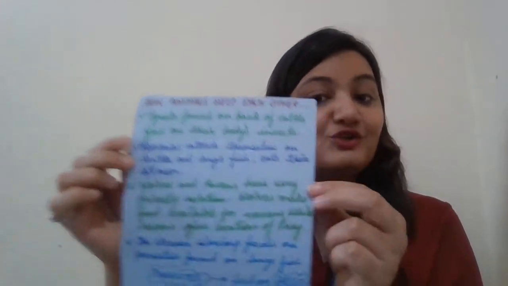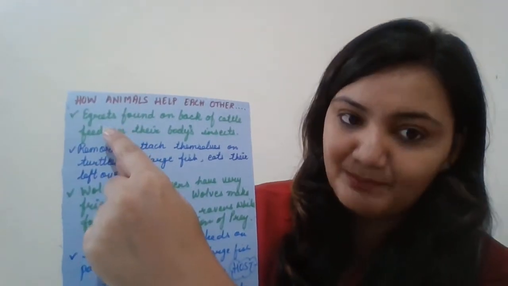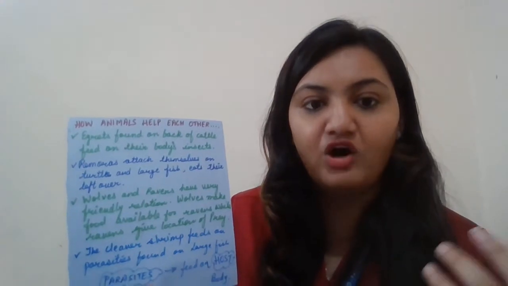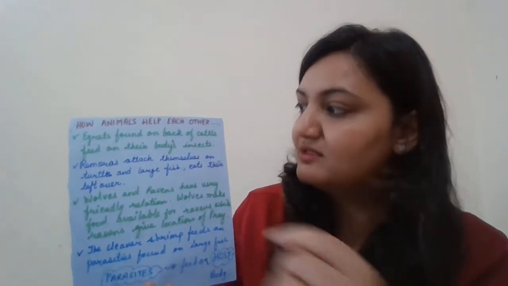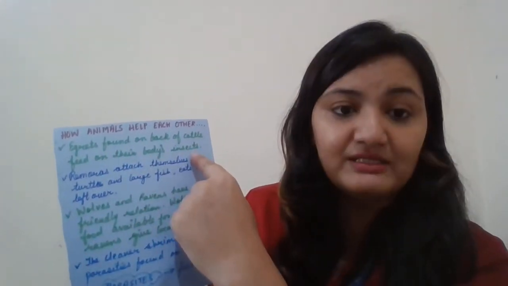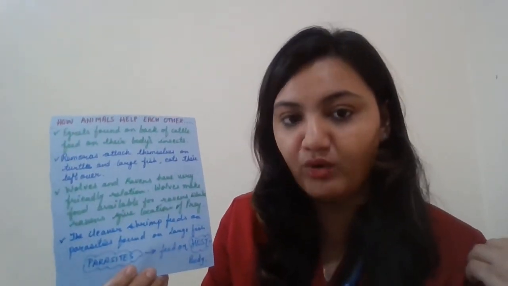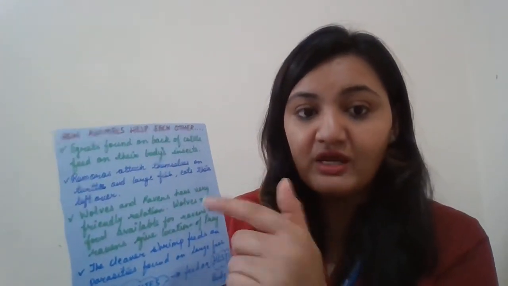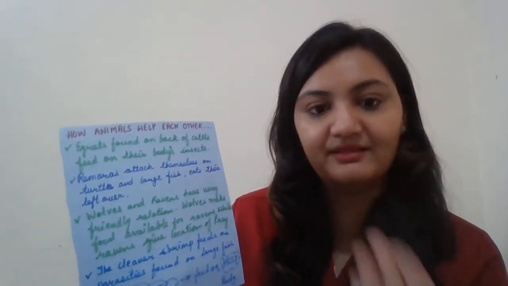Now another beautiful slide is coming in front of you to show how animals help each other. The first example is egrets. Egrets are found on the back of cattle like cows, buffalo and camels. What they do is feed on the insects on their body. Bigger animals have small insects and sometimes leaves on their own body, so these egrets eat those. So they are helping that animal and they are helping themselves also. It's a good relationship which benefits both the egrets and the cattle.